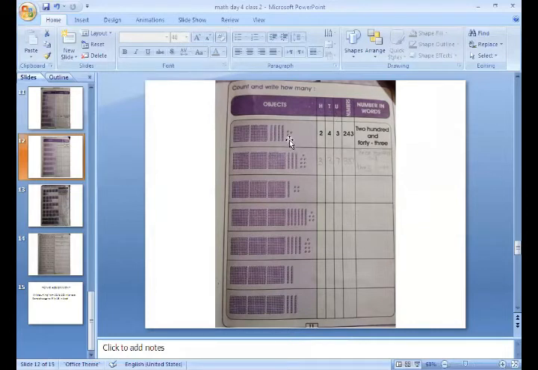Then you will count how many small blocks. 1, 2, 3. There are only 3 small blocks, so you will write 3 at the unit place. So 200, 4 tens and 3 units makes the number 243. You will write this number in the words column. 243.